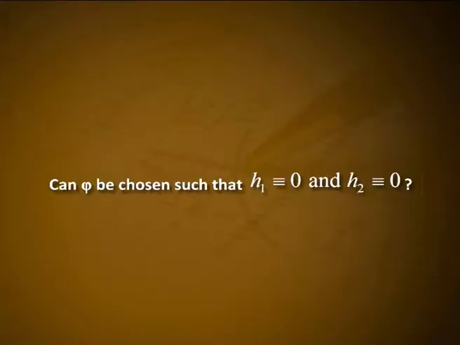It is natural to ask whether the first structural equations can be made simpler by an appropriate choice of connection on S(M). In particular, can φ be chosen such that h1 is identically equal to 0 and h2 is identically equal to 0? The answer is yes, and the choice is unique. This is given as the coming theorem.